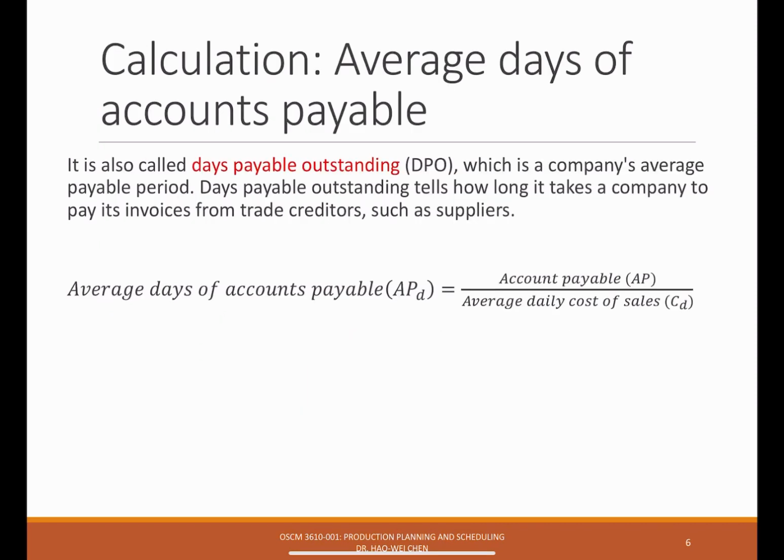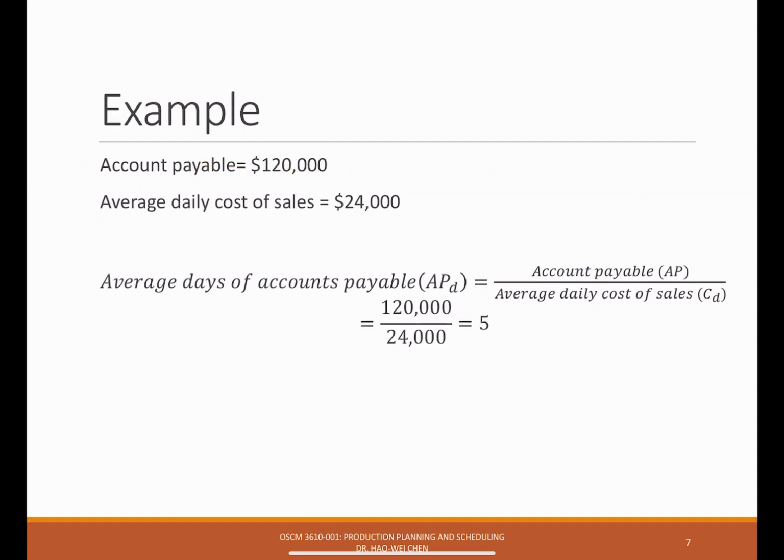The last term is the days payable outstanding. This is the time it takes the company to pay its creditor. And the formulation is as follows. We want to use accounts payable divided by the average daily cost. For example, if the accounts payable is 120,000 and the daily cost of sale is 24,000, we simply use that to get the answer.